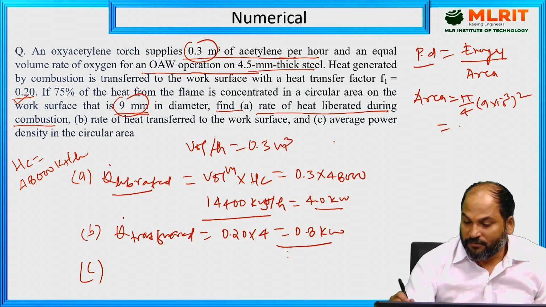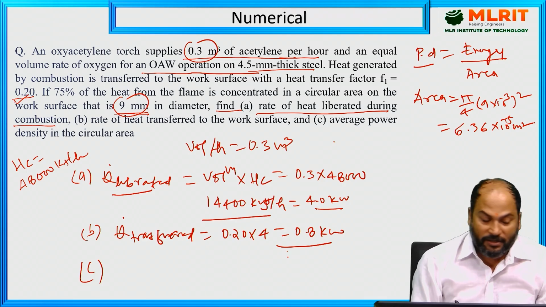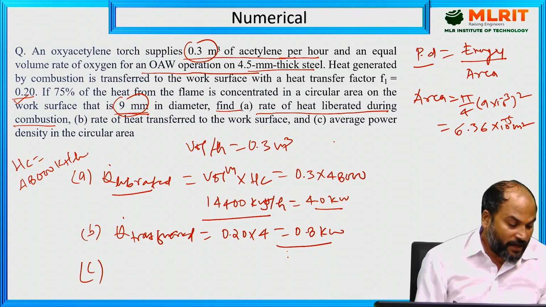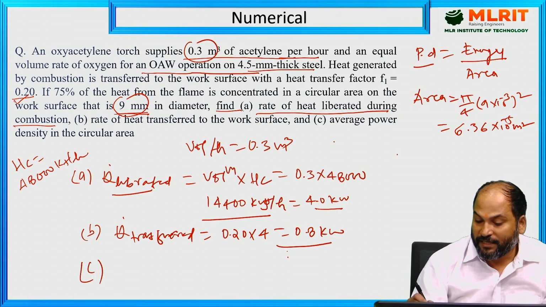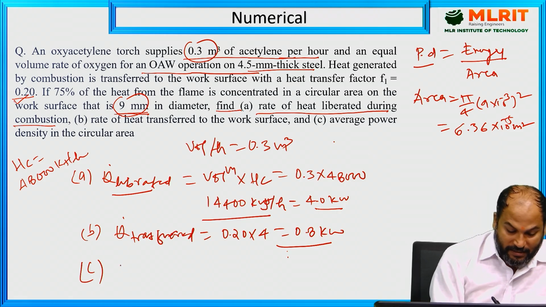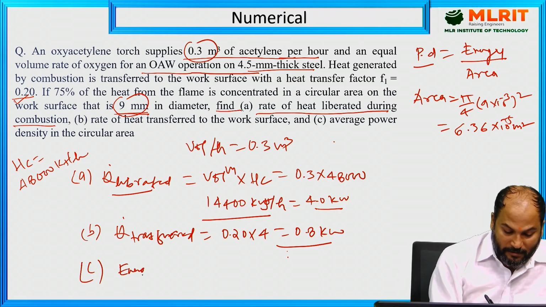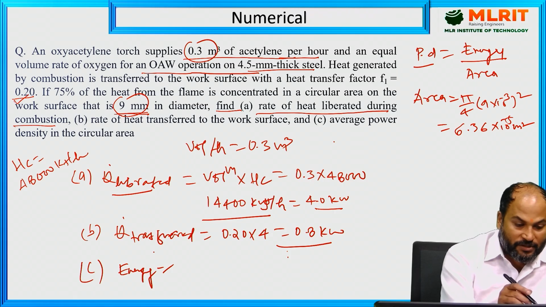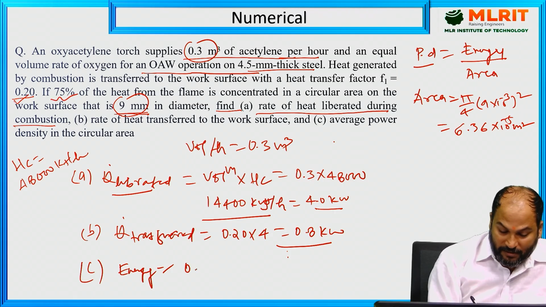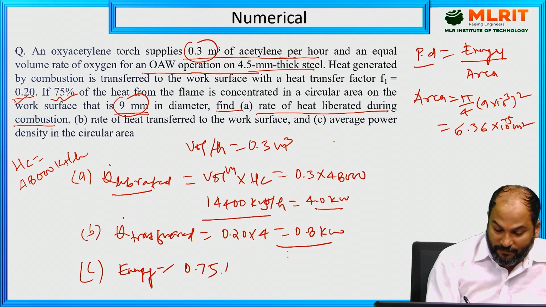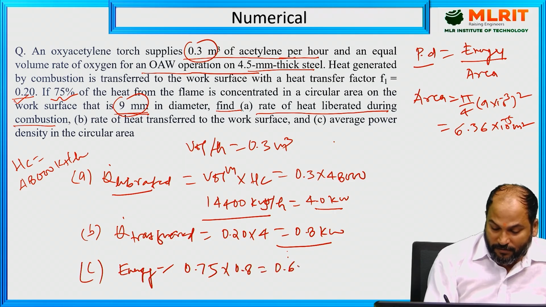If we calculate this, it comes out to 6.36 into 10 to the minus 5 meter square. Now, what will be this energy? Because the transfer rate is given as 75%, we can calculate 0.75 into 0.8, which comes out to 0.60.